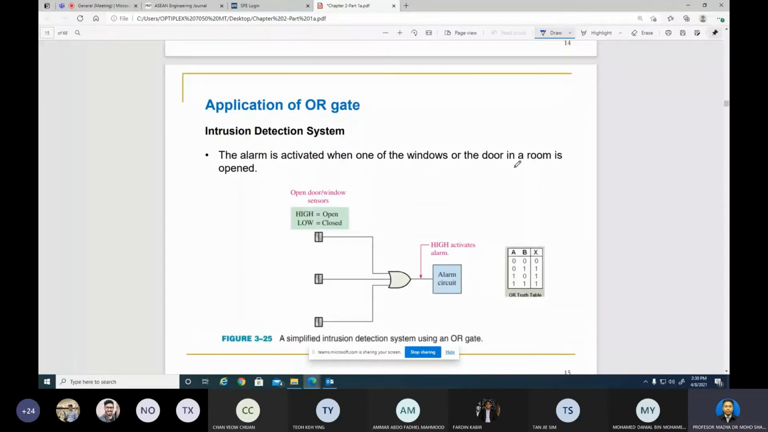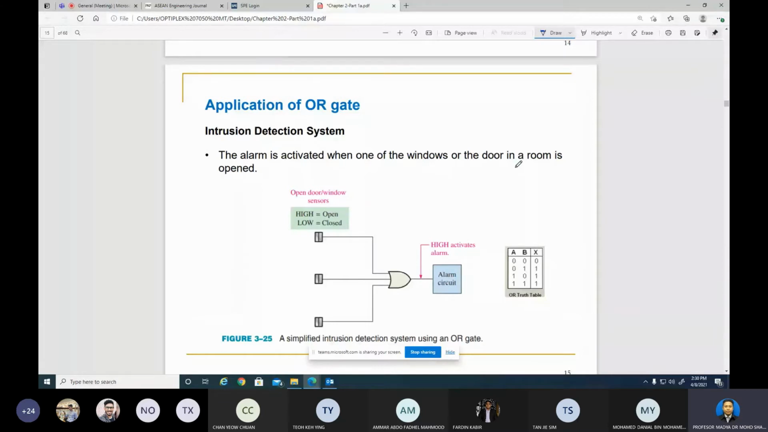Okay, you can see this is some application. I think this is a new slide. If you refer to the old version of the slide, there is no application for the OR gate. So this is related to your assignment. You are given some application, so you have to design the logic gate based on the application given to you.